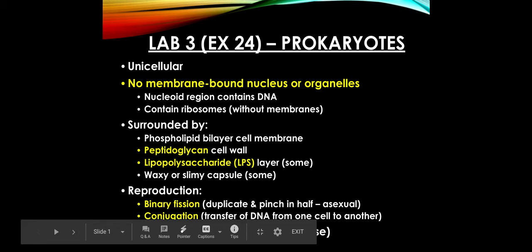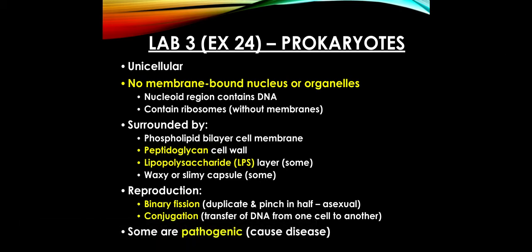So for our lab 3, exercise 24, we're going to be talking about prokaryotes. So here are some very general characteristics that we need to know about while we are studying prokaryotes. The first being that they are unicellular organisms. So that means there is just one single cell.